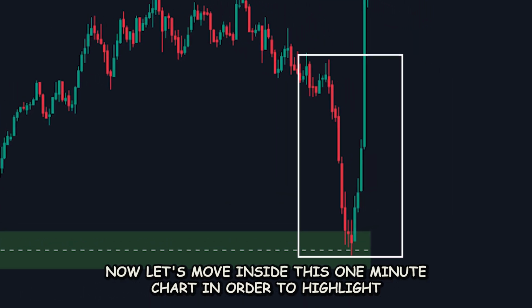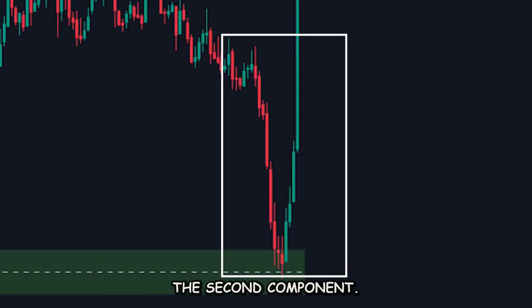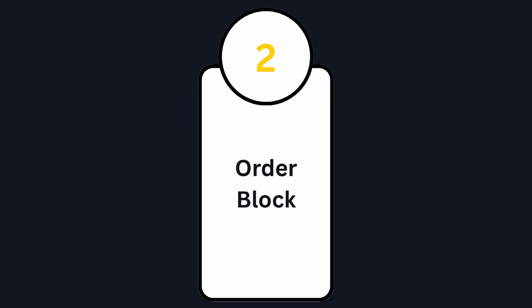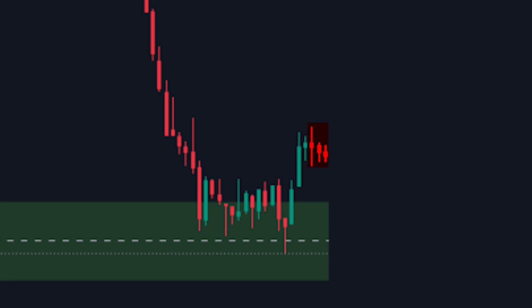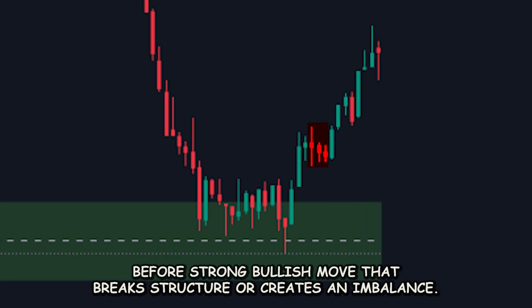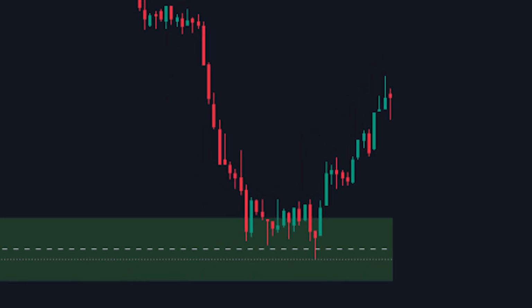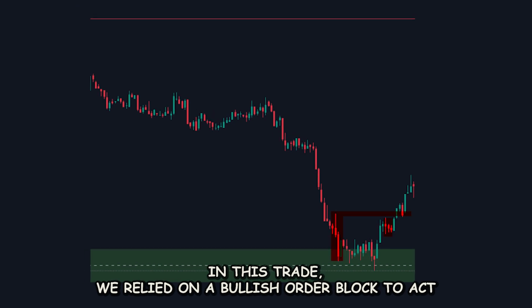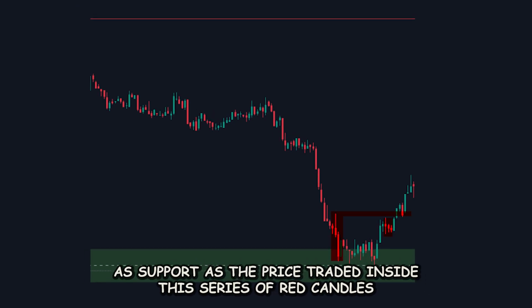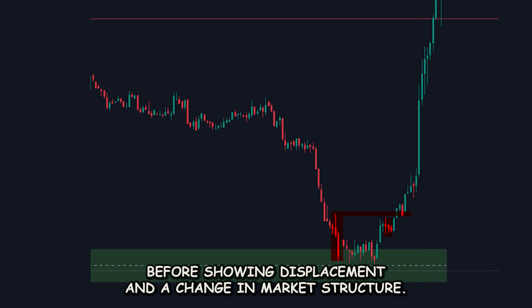Now let's move inside this 1-minute chart in order to highlight the second component, an order block. A bullish order block is the last down candle before a strong bullish move that breaks structure or creates an imbalance. In this trade, we relied on a bullish order block to act as support as the price traded inside this series of red candles before showing displacement and a change in market structure.